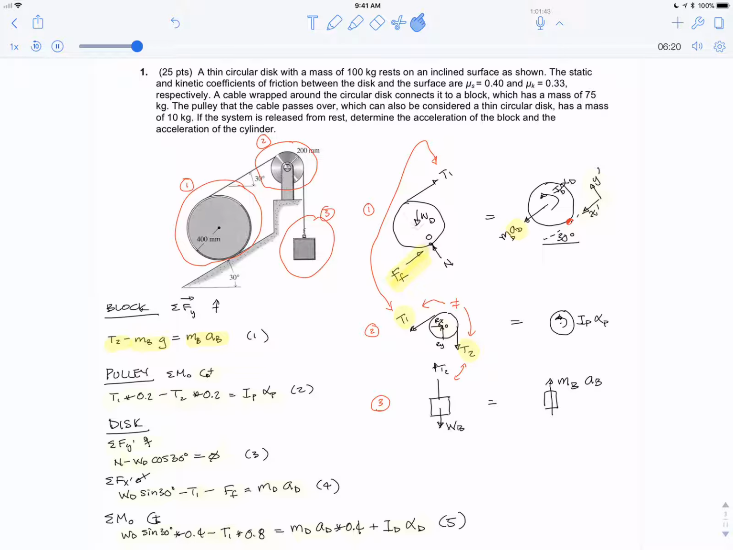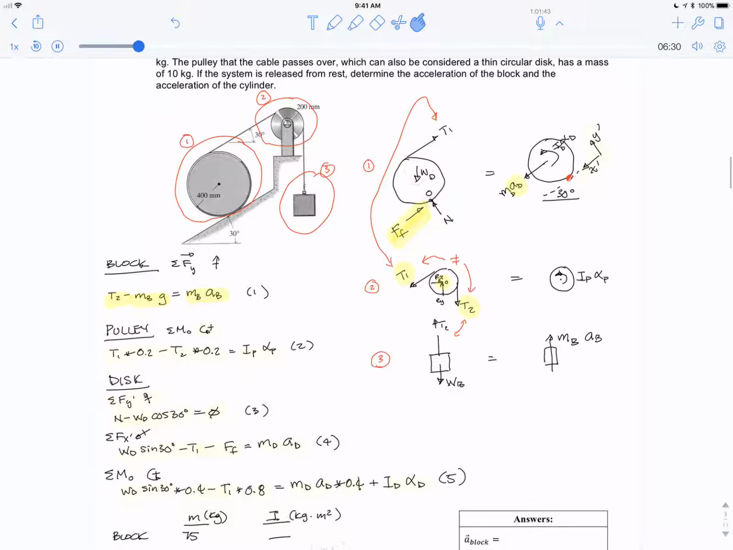It's actually going down. Okay, in the pulley, it made sense to me to take moments about the center of the pulley. That way, the reaction X and Y at the center doesn't come into the equation. So taking moments about the middle, the radius was 0.2 meters, and counterclockwise is positive when I take the moments. So I have T1 at a moment arm of 0.2, that's positive, going counterclockwise. T2 with a moment arm of 0.2 again, it's going clockwise, so I put negative T2 times 0.2, and on the right hand side I just have I times alpha of the pulley.